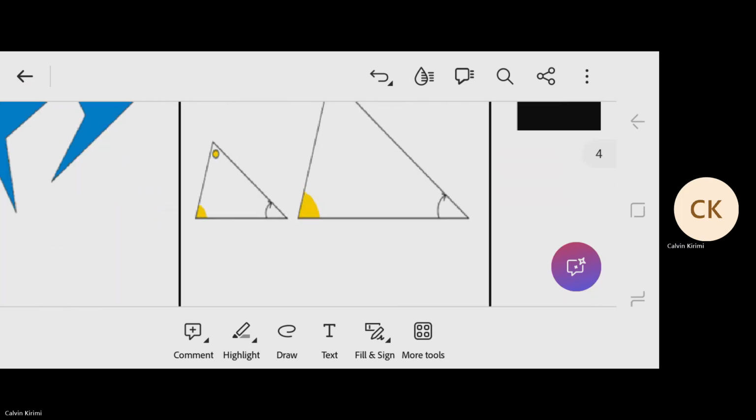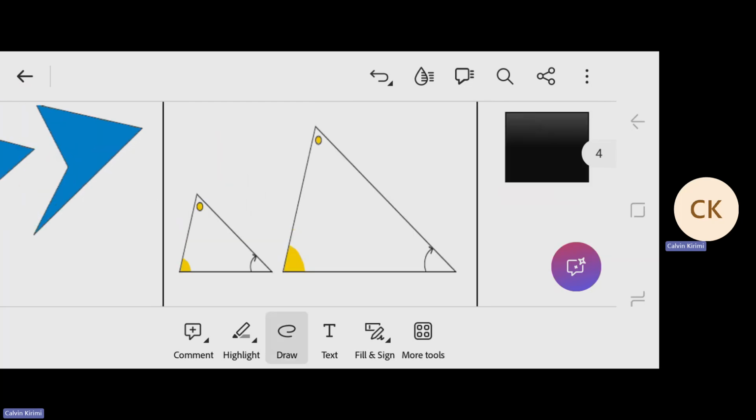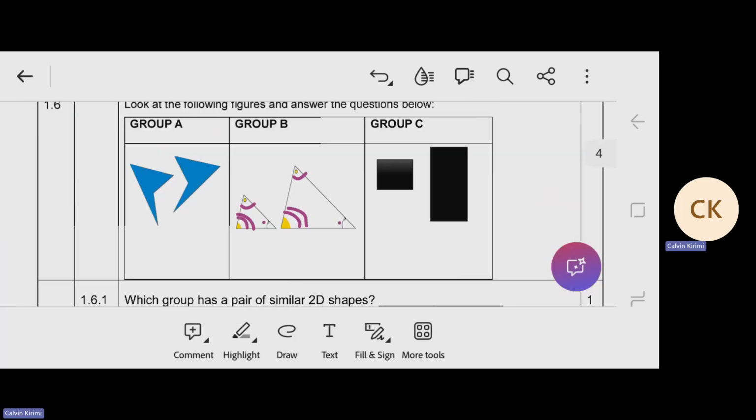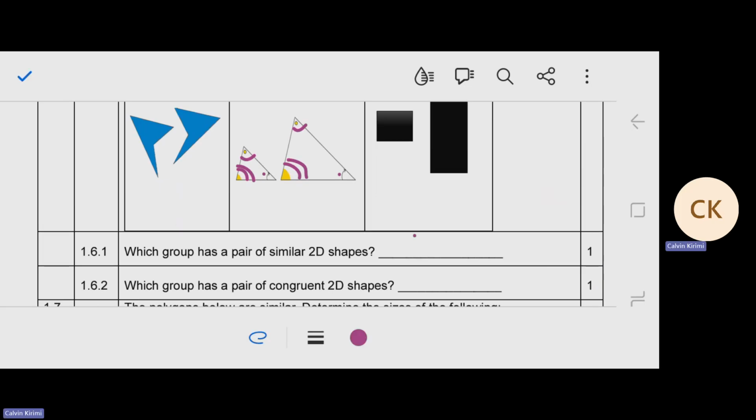Here we're given angles. It was stated already that this angle and that angle are the same, and also this angle and this angle are the same. And that angle and this one are the same. So those triangles are similar because the interior angles are the same. So we are going to have B.